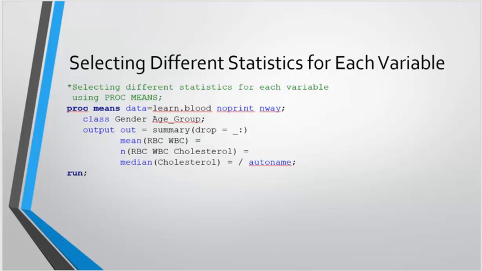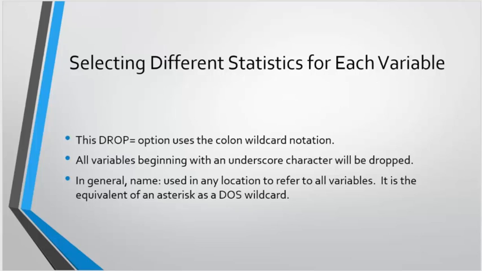All variables beginning with an underscore character will be dropped. That's what you see at the end of the line that begins with output, which is the 3rd line of code. In general, name colon is used in any location to refer to all variables beginning with that name. It's the equivalent of an asterisk as a DOS wildcard. The DROP option uses this wildcard notation, and all variables beginning with an underscore are dropped.